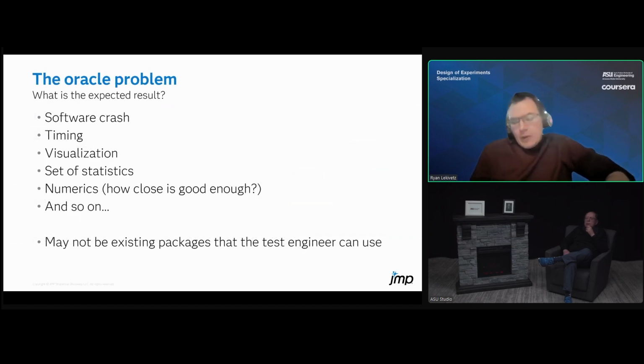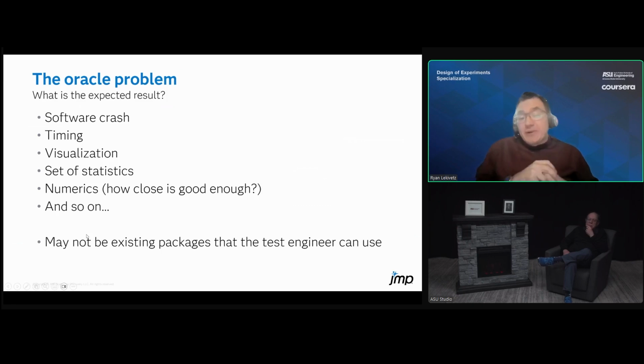right? And so to put this a little bit more generally, so this oracle problem, again, something like a software crash, that can be a pretty obvious mistake, but something like timing, right? If I expect the results within seconds, I'm not willing to wait 10 minutes for something that I was hoping was only going to take 2 or 3 seconds. How do we handle things like visualization? Right, so there are a lot of graphs that we present in JMP, a lot of interactivity. How do we test things like that? Sets of statistics, the numerics, again, how close is going to be good enough?